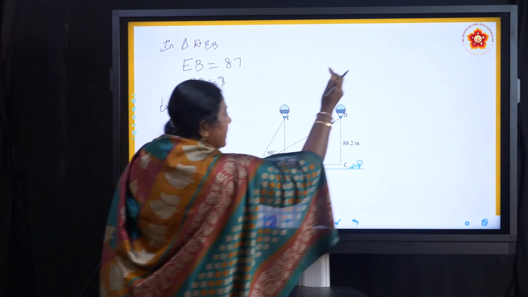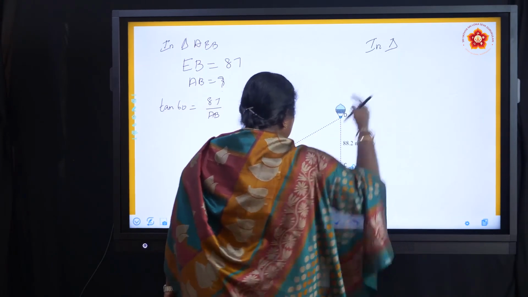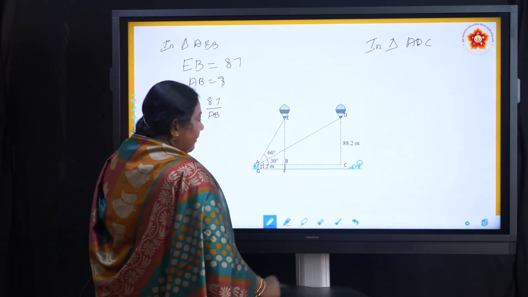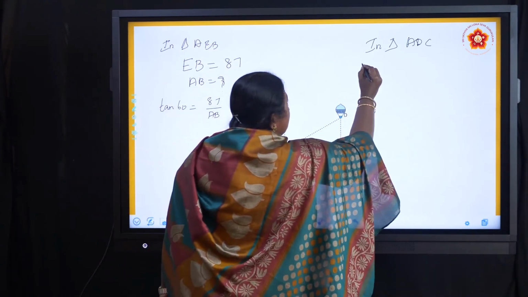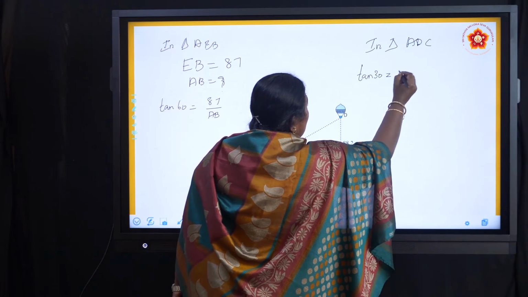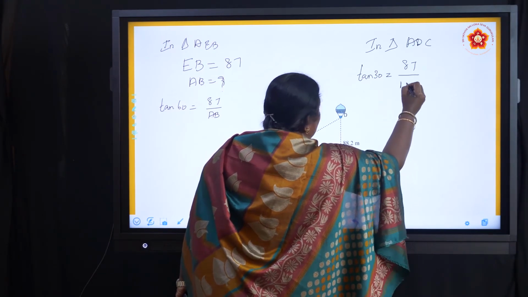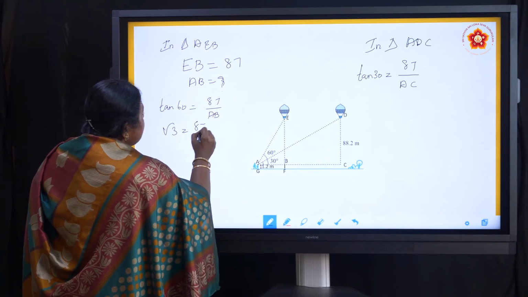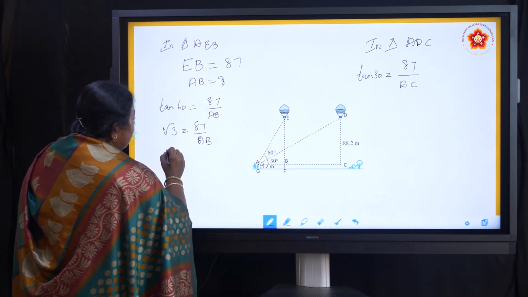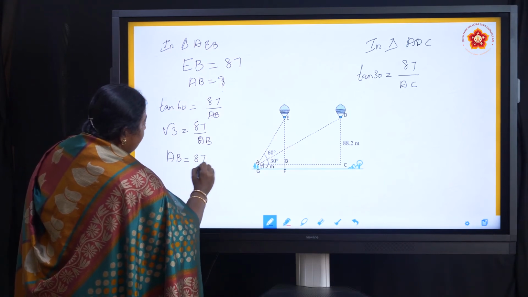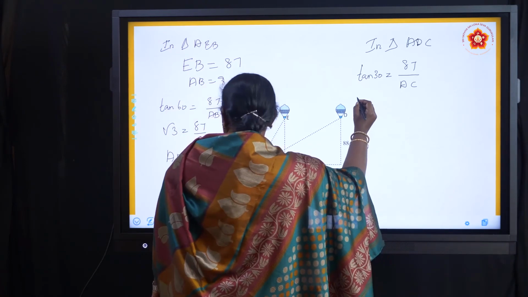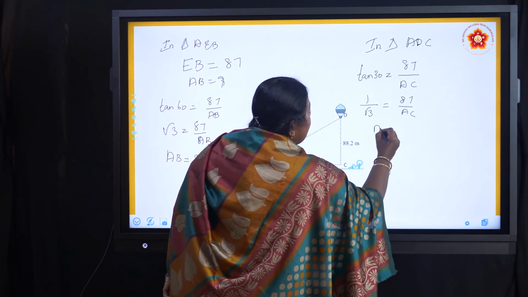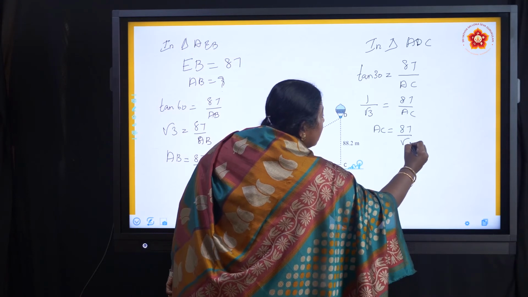Now let us move on to the next triangle. In triangle ADC, DC is equal to 87, AC I don't know, so keep it as it is. So tan 30 is equal to 87 by AC. Now again, what is the value of tan 60? Root 3 is equal to 87 by AB. Cross multiply. AB is equal to 87 by root 3. Now 1 by root 3 is equal to 87 by AC. Cross multiply.